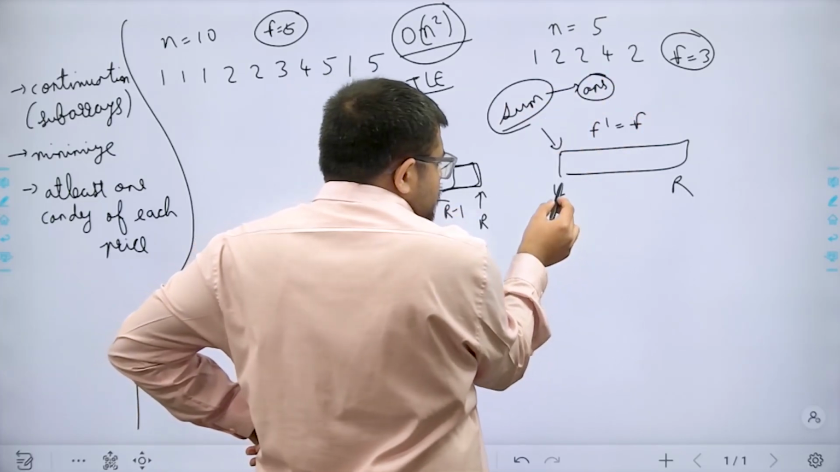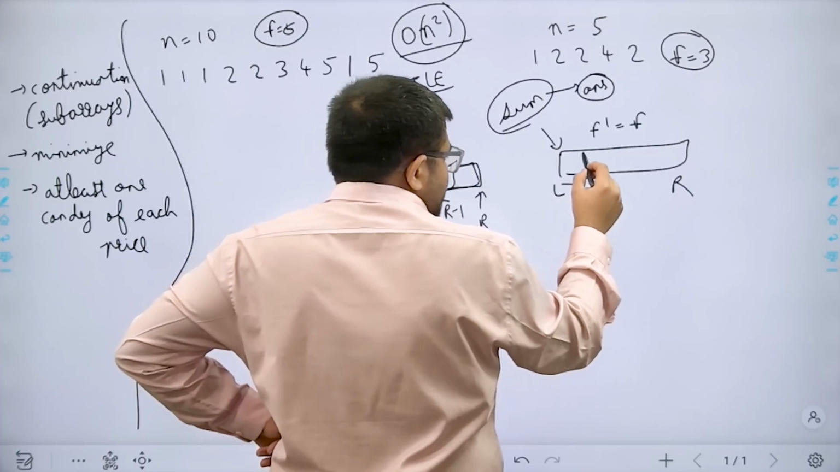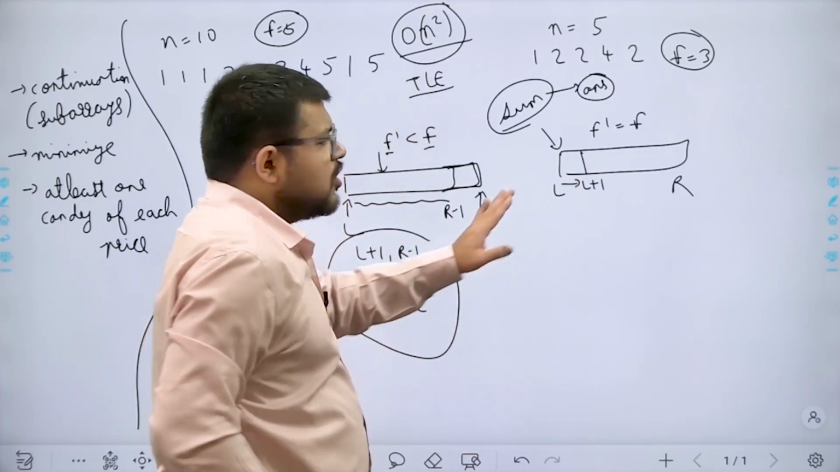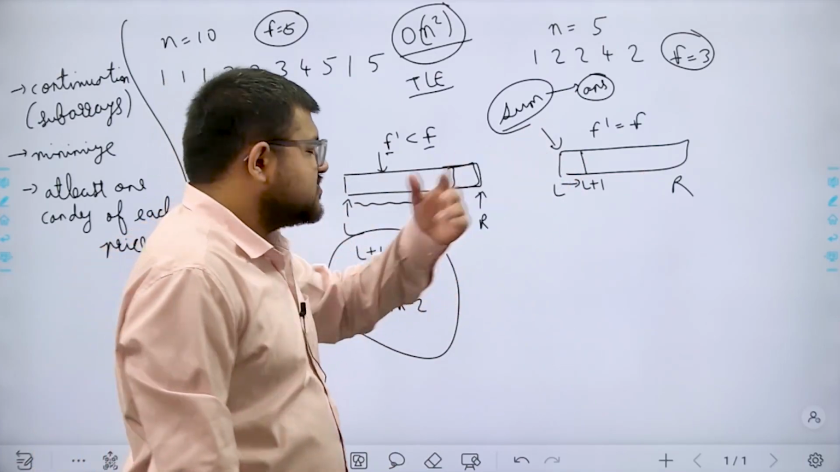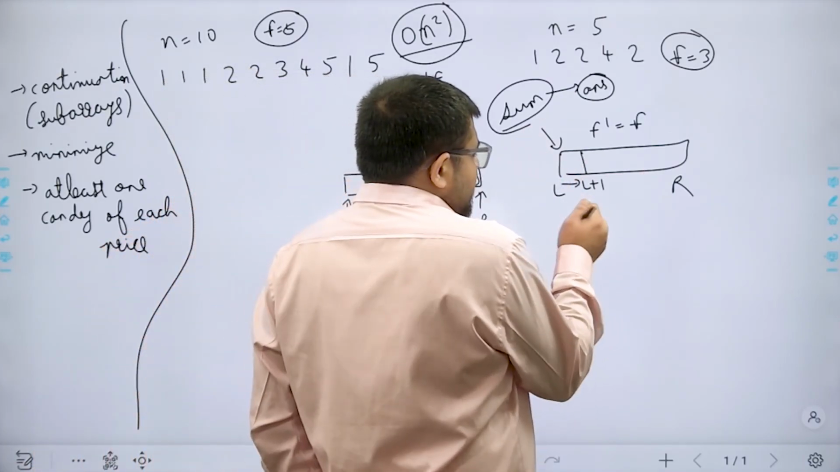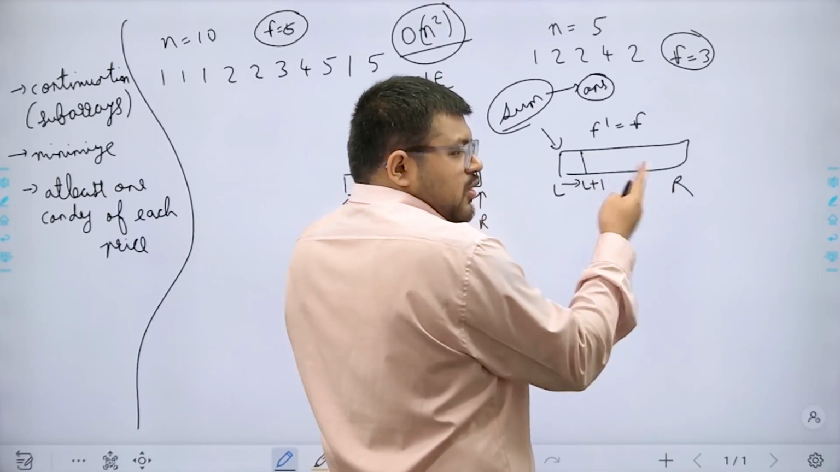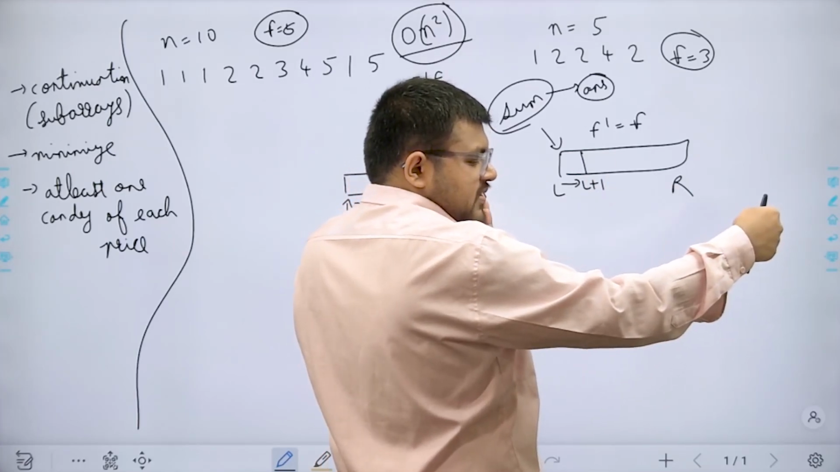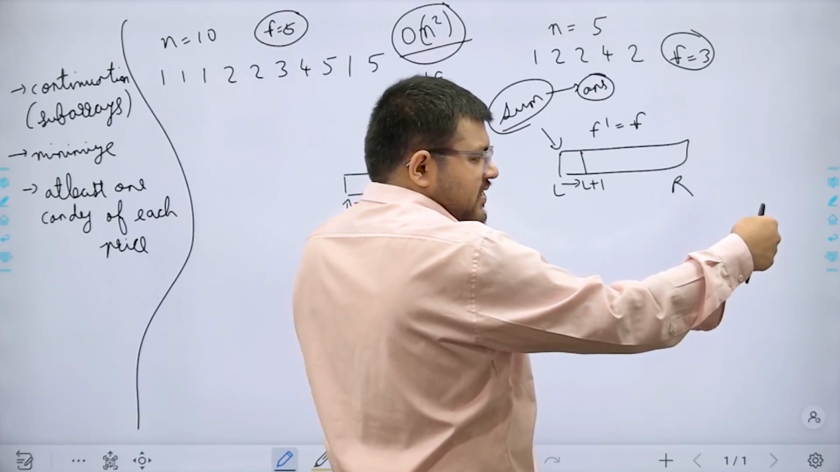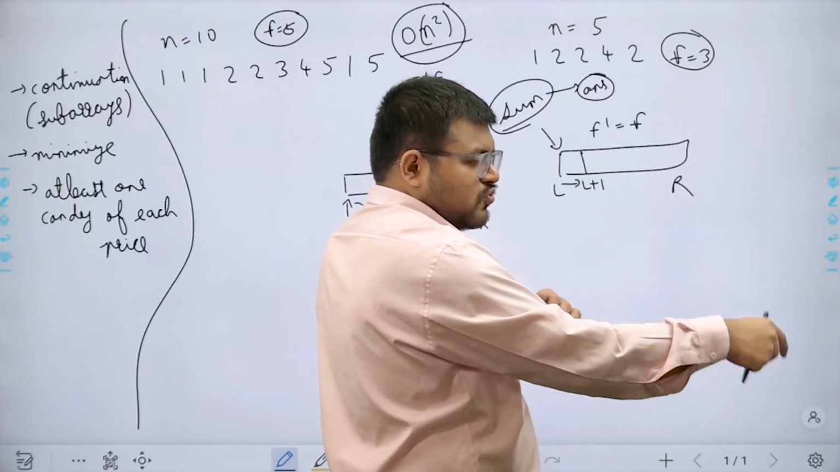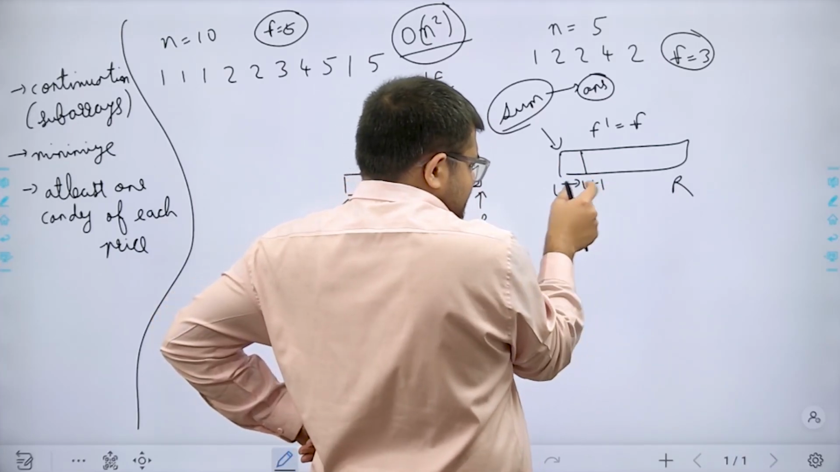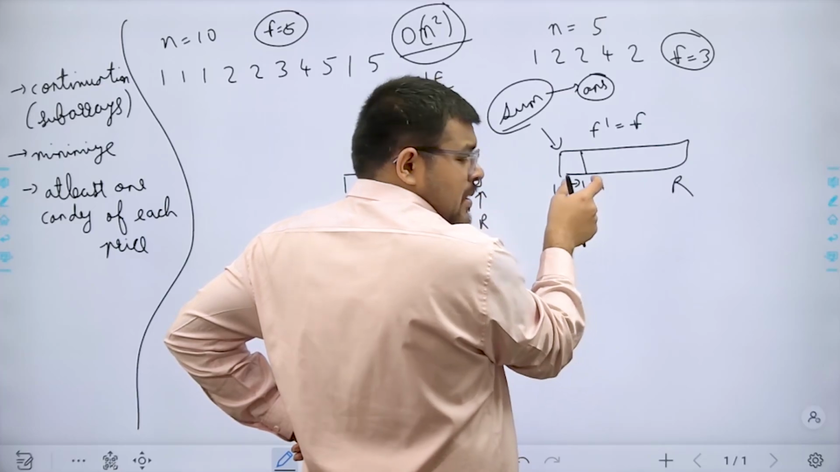Now I will try to decrease this subarray. So I will take L to L plus 1. Now with this also a lot of subarrays will be ignored. Which subarrays? See what I said, now L or R will not come back. Basically there is a particular subarray, we will increase the size if frequency is less than total frequency, and will decrease size if frequency is equal to total frequency. So I decreased the size of this subarray by increasing L to L plus 1.